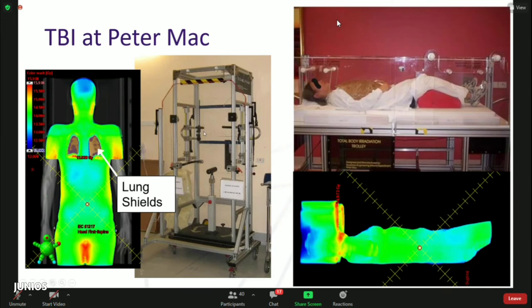So what we can attach to this perspex frame of the standing TBI trolley is actual lung blocks, which helps us to reduce the lung doses to these standing TBI patients. On the other hand, you can see for the lying technique, the patient is actually scanned with a head compensator for the lateral beams, and that's to reduce hotspots in the head for the patient as well as the neck. You can see also the chest bolus, which is used to reduce the lung dose from the lateral beams.